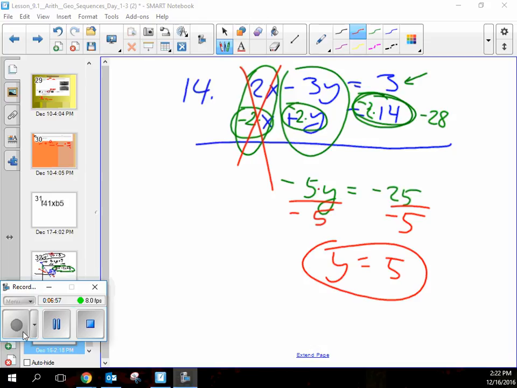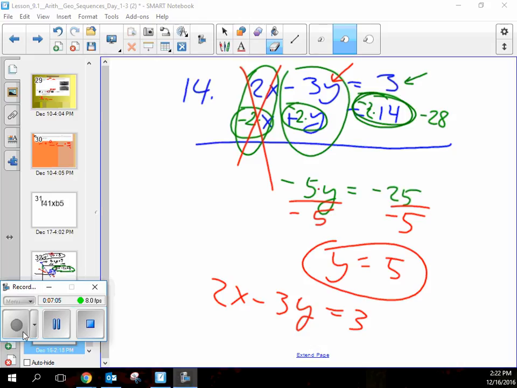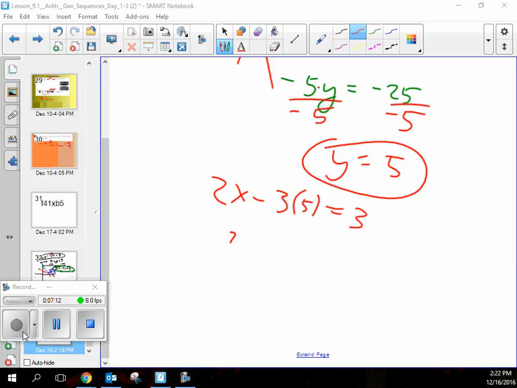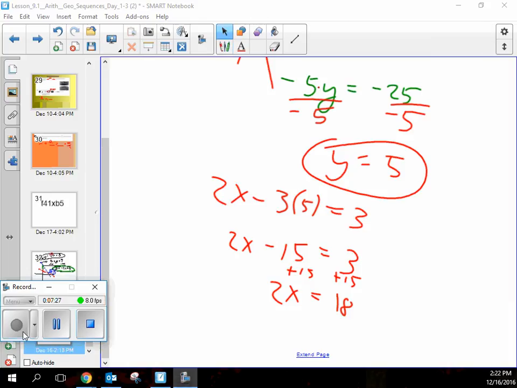I'm going to rewrite this guy right here because it's a little bit messy. 2x minus 3y equals 3, and I replace the y with a 5. So right in there, I have a 5. Now, I have 2x minus 15 equals 3. Add 15 to both sides. 2x equals 18. And I know you can all finish it from there. All right, so there's a reminder of how to use elimination.